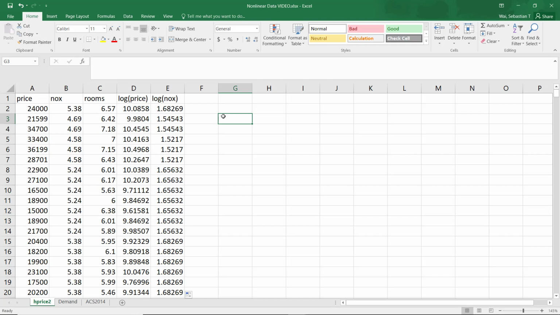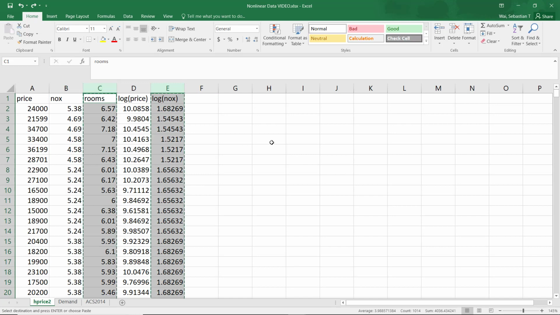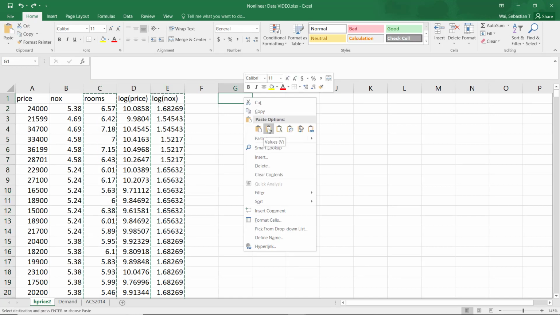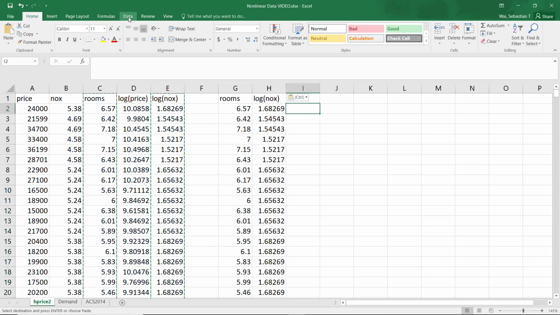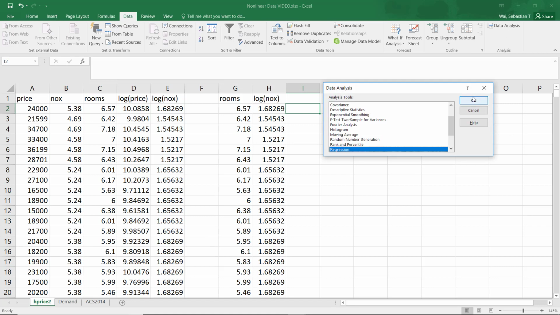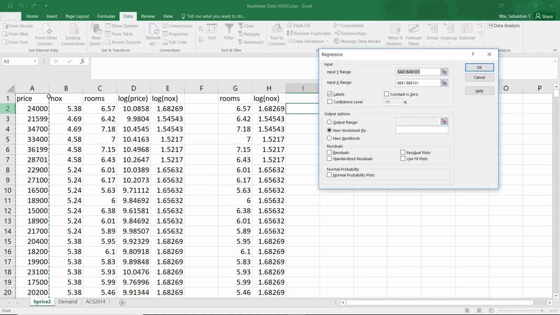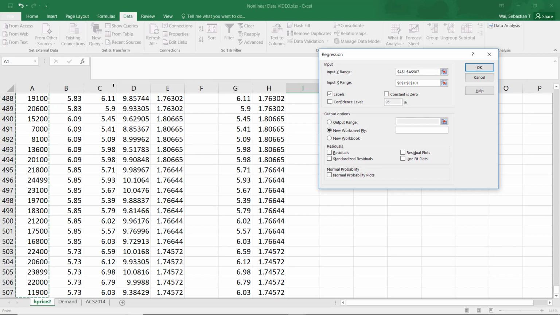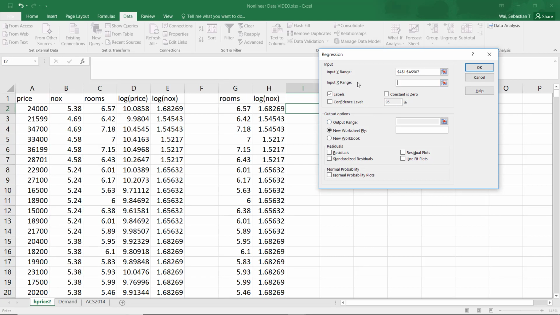The first regression that I'm going to run is going to be price on the log of NOx and rooms. Remember that in Excel, to run a regression, we always want to have our explanatory variables in a continuous block. So I'm going to select the log NOx column and the rooms column, copy those, and then paste values over here on the right. Now I'm ready to run the regression. We'll go to the Data Analysis Toolpak, select Regression. For the Y range, we want the price. Select that whole column. For the X range, we are going to select our rooms and log NOx variables.